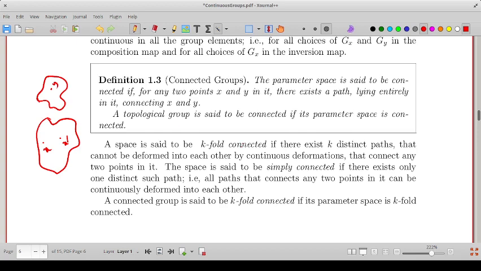Now, a topological group is said to be connected if its parameter space is connected. And now we can add qualifiers to the connectedness of the parameter space. A space is said to be k-fold connected if there exist k distinct paths that cannot be deformed into each other by continuous transformations that connect given 2 points on it. So the space is said to be simply connected if there exists only one distinct such path. If there exist k distinct paths, then it will be called k-fold connected.